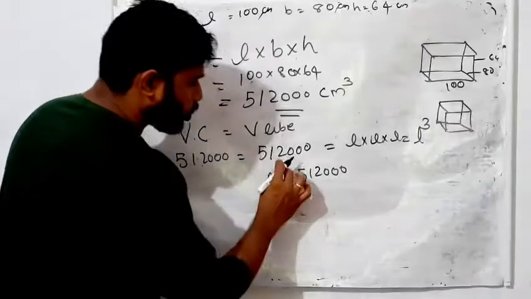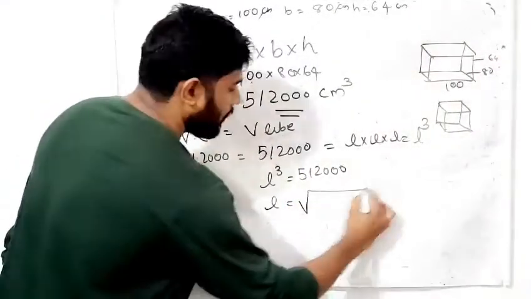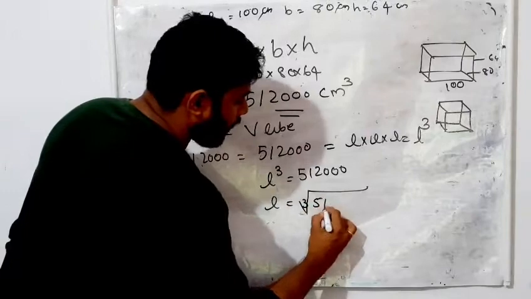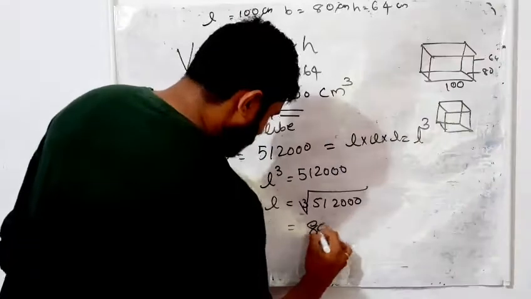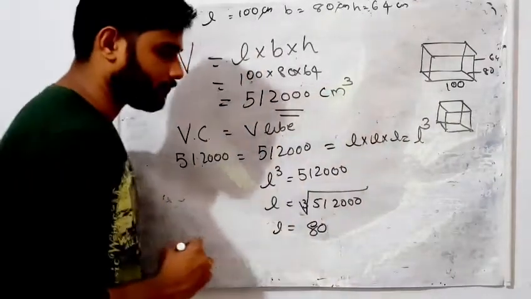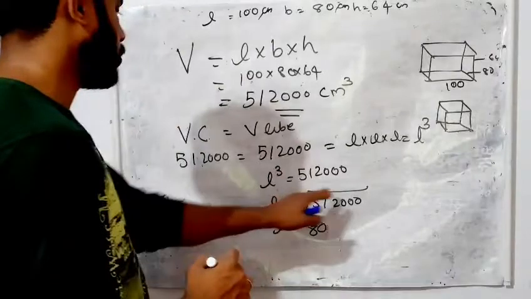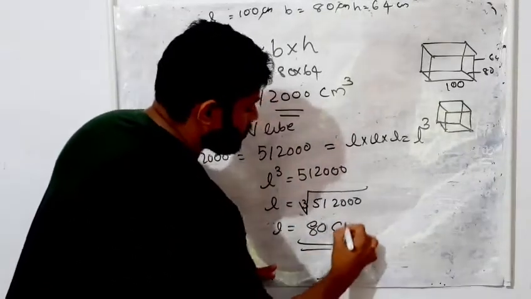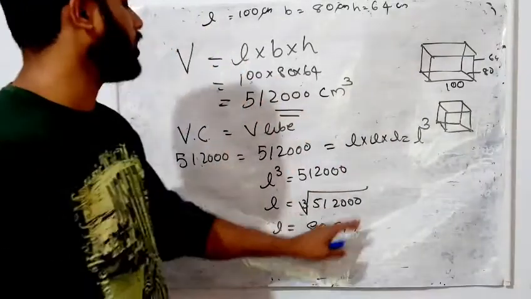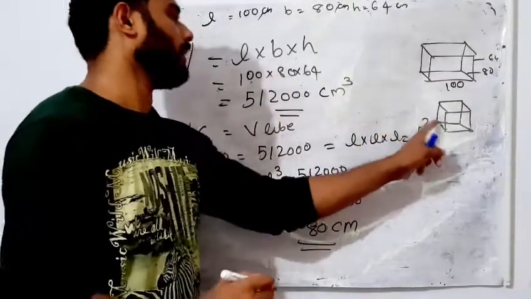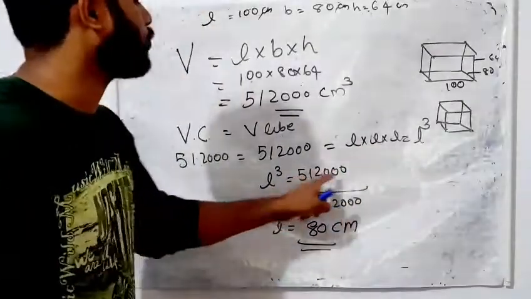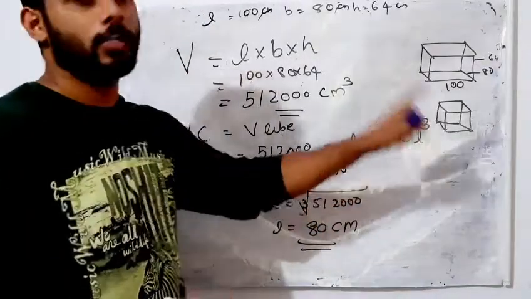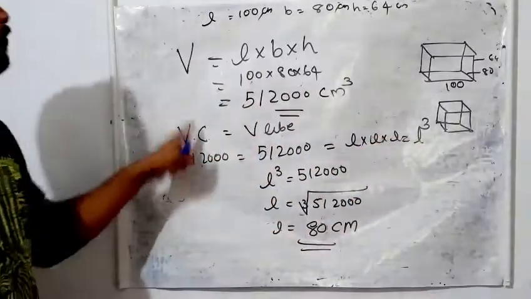Then length is equal to this cube, from the left hand side it will go to the right hand side, and it becomes the cube root of 512,000. The answer will be 80. The length of the cube is 80 centimeter. 80 into 80 into 80, that means 80 centimeter into 80 centimeter into 80 centimeter, you will get 512,000 centimeter cube, same as the cuboid. Clear? Yeah?